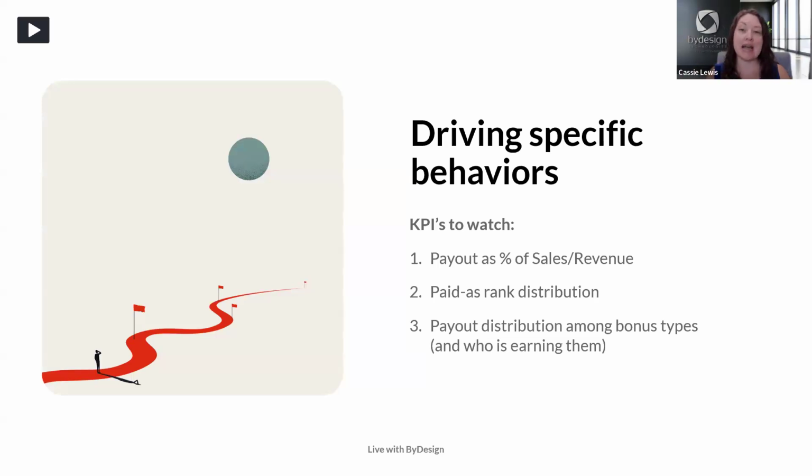So look at that paid as rank distribution on a regular basis, because it can tell you a lot about the design and the specific behaviors that you're rewarding within that comp plan. And then finally, look at the payout distribution among bonus types.